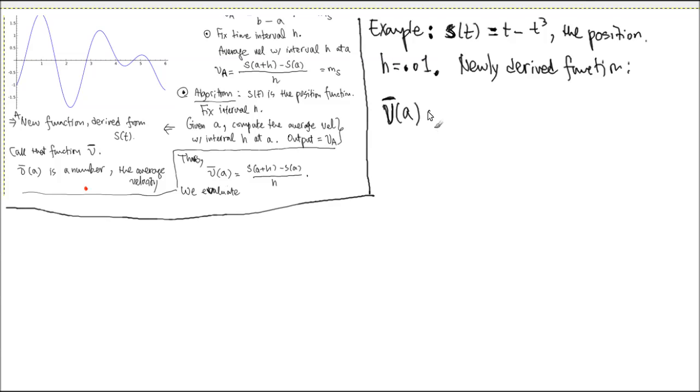A. What was the formula? S of a plus h, where h is that number, minus S of a, divided by h. That's the formula. We used Sage to compute the values of this one because sine and cosine are scary, so we didn't do anything by hand. But here, t minus t cubed, right? You learned that like 10 years ago, or probably more than that.